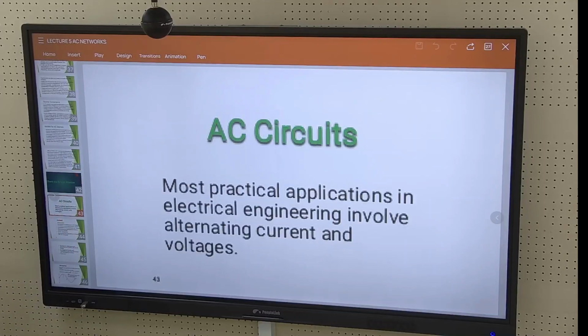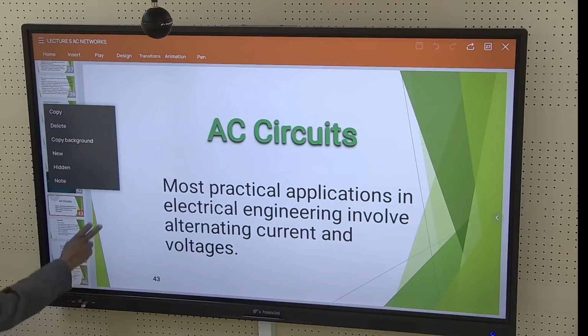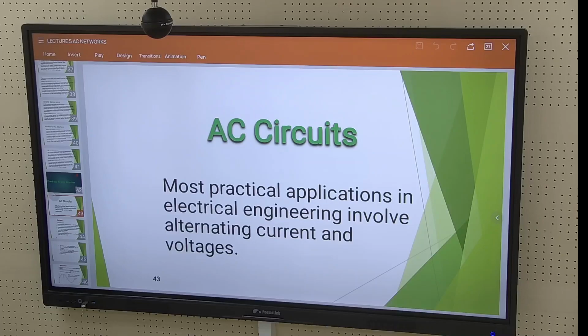So when we come to AC circuits, most practical applications in electrical engineering involve alternating current and voltage.